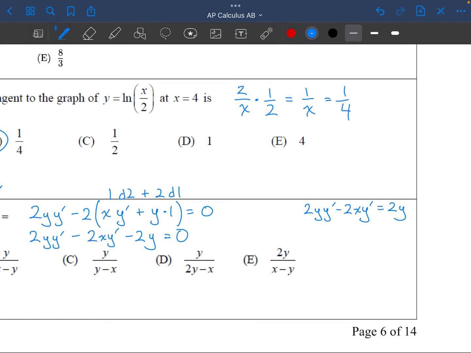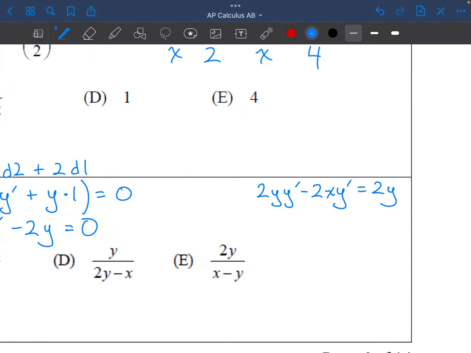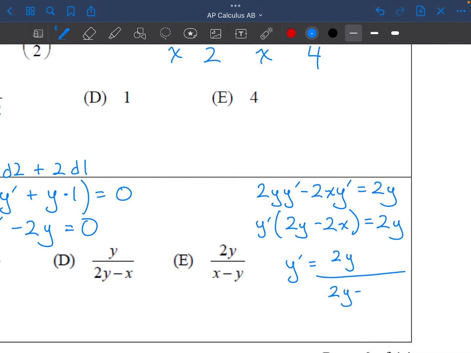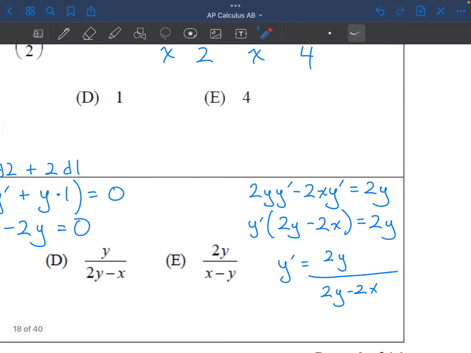Now I need to get the y prime term isolated, and to do that I'm going to factor it out. So y prime is being factored out, and what's left over is 2y minus 2x. The right-hand side hasn't changed, it's still 2y. Now I can divide both sides by 2y minus 2x to get y prime by itself. So y prime is equal to 2y, all of that divided by 2y minus 2x. You'll notice that both the top and bottom have a 2 that we can factor out. In fact, I should have probably done that all the way back, maybe right here.